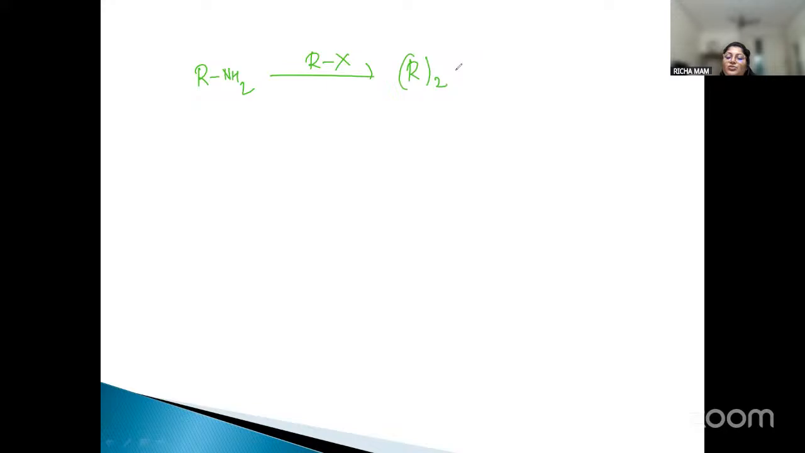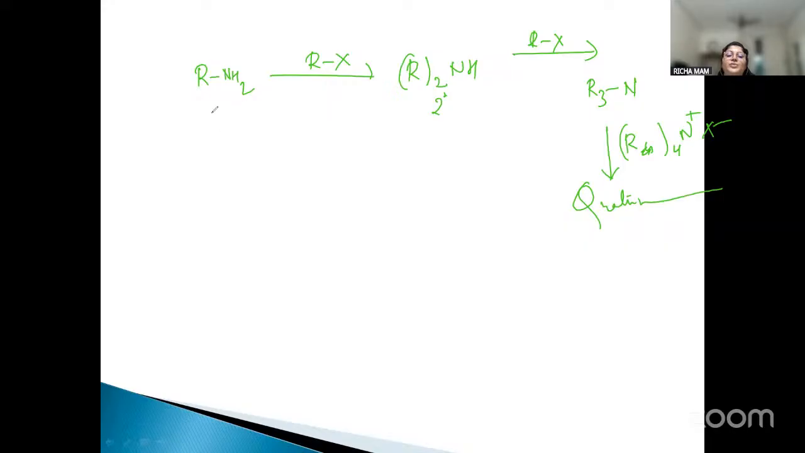So R2NH is secondary. Again, you react it with RX and you get R3N. Again, you react it with RX and you get R4N+ X-. It is the quaternary ammonium salt.